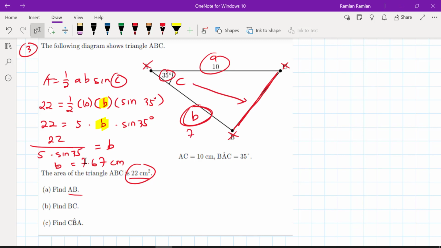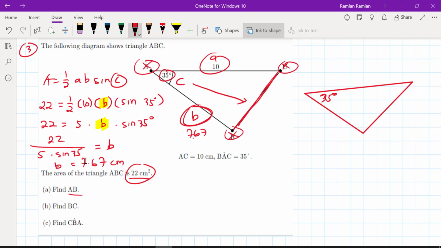If this is 7.67, right? Which means that if I redraw the triangle again, I'm going to name it differently with the vertices. This is 35 degrees, so I don't really need to use the same A, B and C over here. The one that's being asked is this one over here. So if this is 10 and this is 7.67, the one being asked is this side over here.